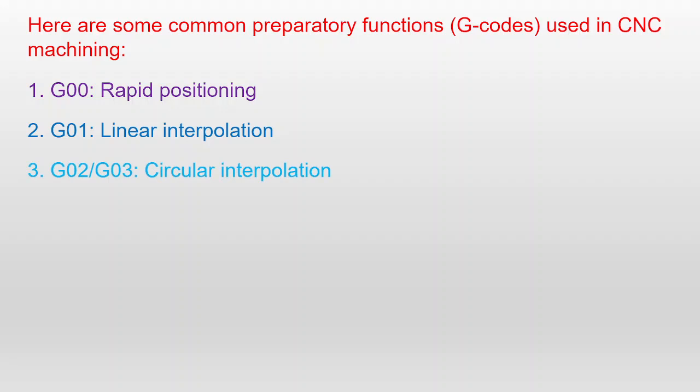G02 or G03, that is circular interpolation. The circular interpolation G02 and G03 are used for clockwise and counterclockwise circular motions respectively. These codes define the center, radius, and direction of the circular path. They are commonly used for contouring or creating curved shapes.